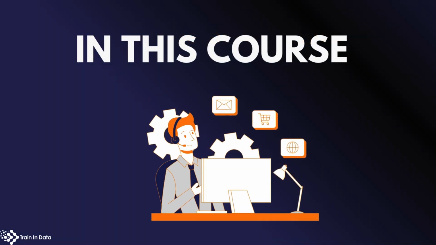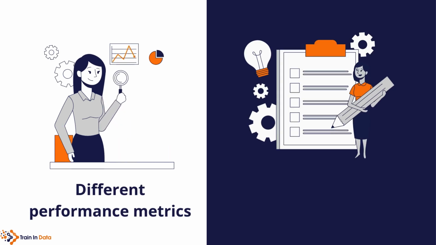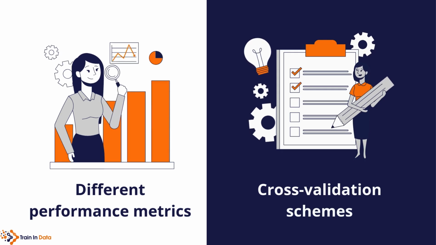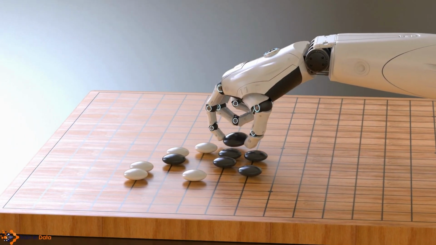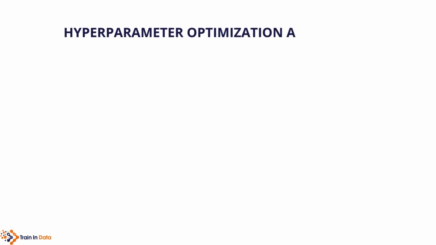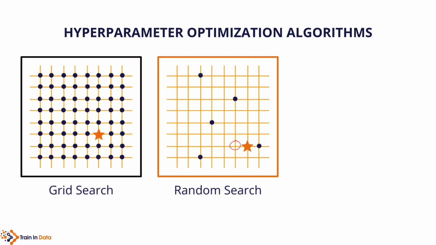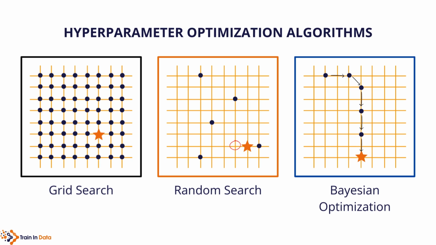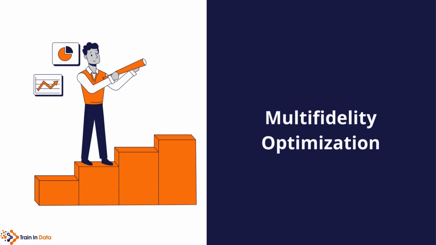In this course, we will first discuss the different performance metrics that we can optimize. After that, we will cover different cross-validation schemes, discussing when they are suitable. We will then jump straight on to the basic and most widely used hyperparameter optimization algorithms, which are grid search and random search. Then we will move on to Bayesian optimization, which has been made popular thanks to Python libraries like hyperopt. And finally, we will cover multi-fidelity optimization.